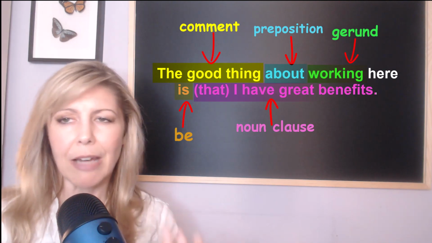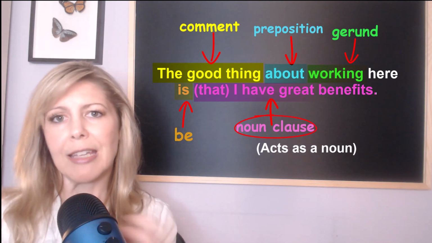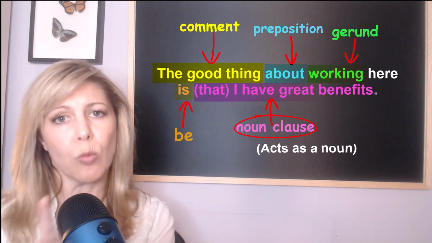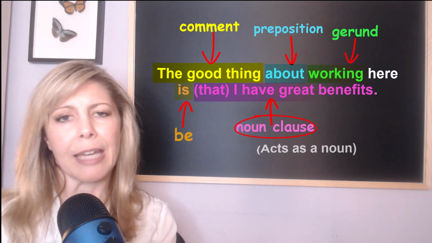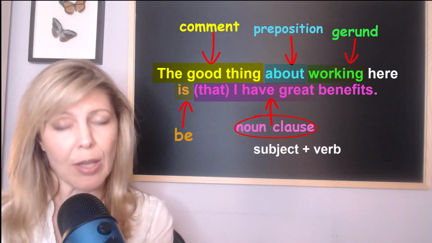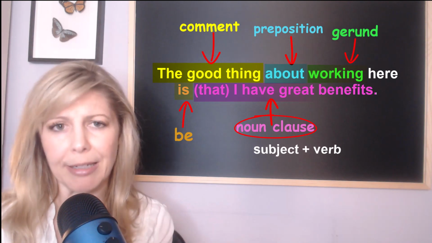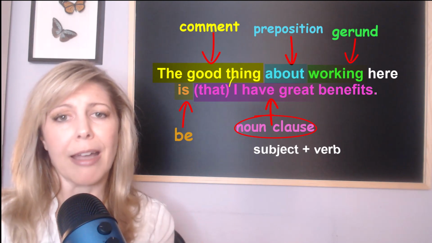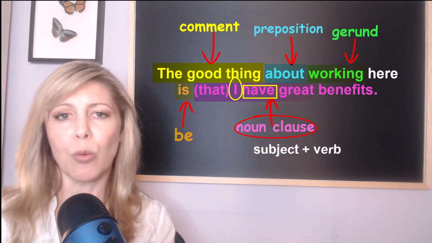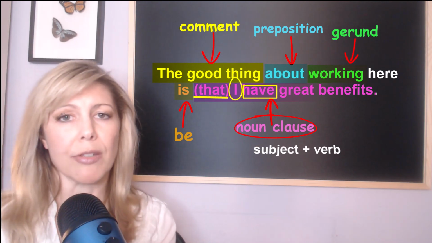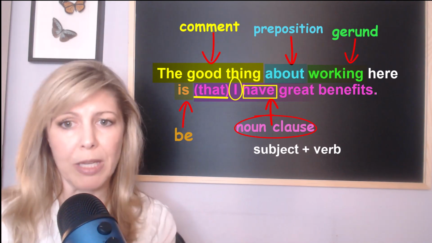Now, the noun clause is a group of words that acts as a noun. It's a phrase, it's a group of words, and instead of using one word as a noun, we use all of these words. It's all acting as a noun. And it has a subject. Noun clauses have a subject and a verb phrase, also known as a predicate. So I is the subject, have, that's the verb. And the word that is optional in noun clauses after be, and that's why I have a parenthesis here. You can include it or you can omit it.